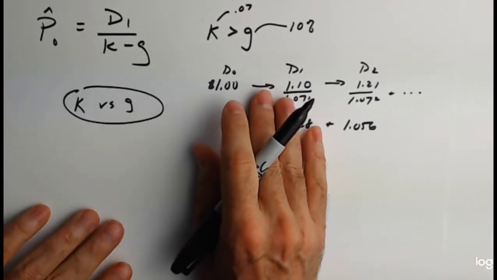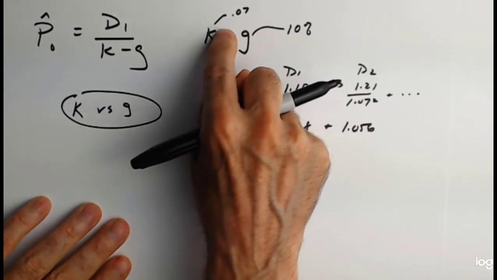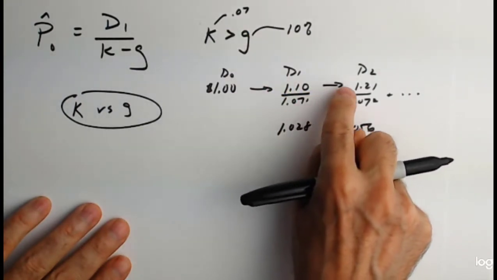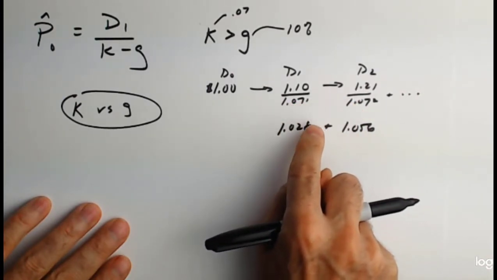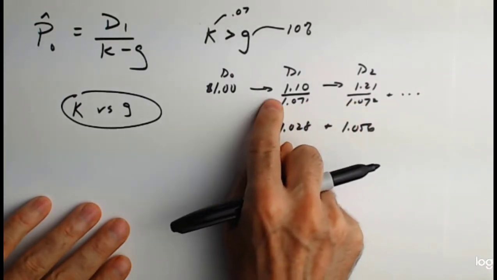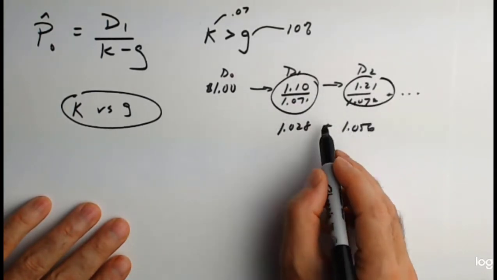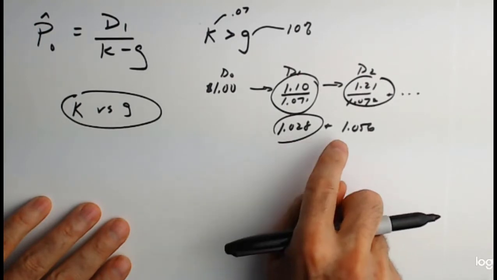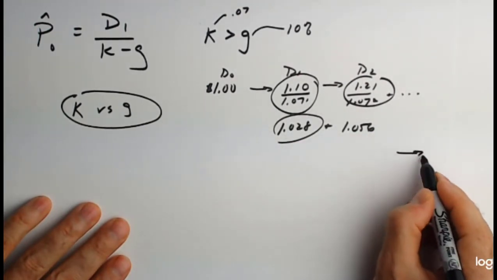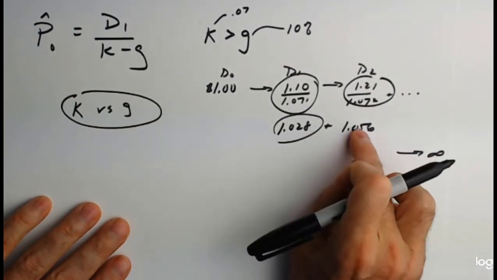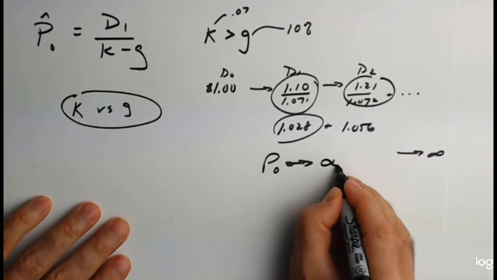What I'm showing you here is that if G is bigger than K, the numerator keeps getting bigger and bigger, but the bottom of the fraction doesn't keep up with it. It's smaller. So each one of these terms gets bigger and bigger as we go. This is like $1.03. Now this is almost $1.06, and it'll keep getting bigger. Well, if you go out to infinity with these terms getting bigger, you get a stock price today that approaches infinity.